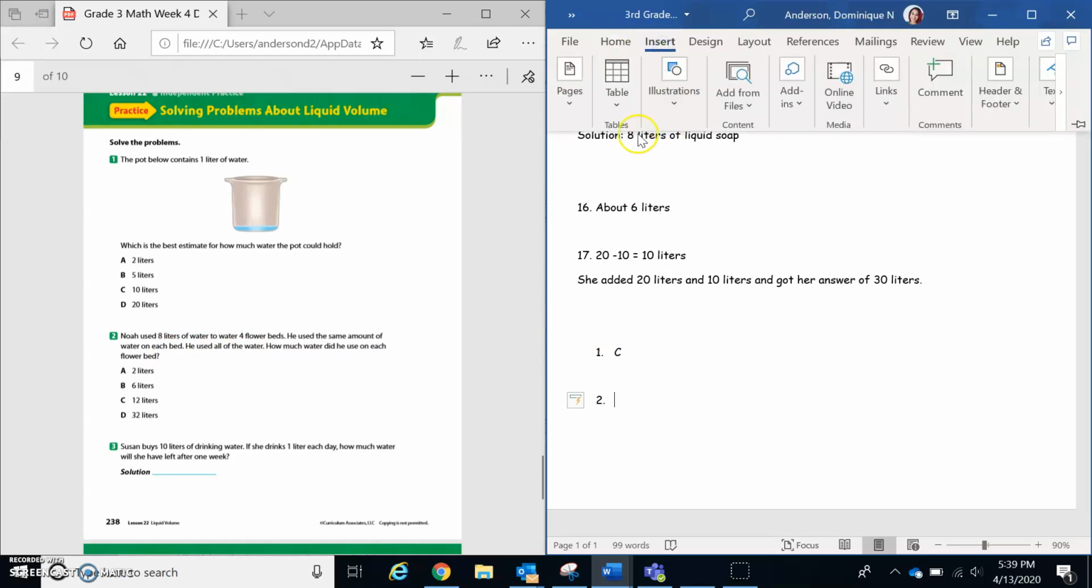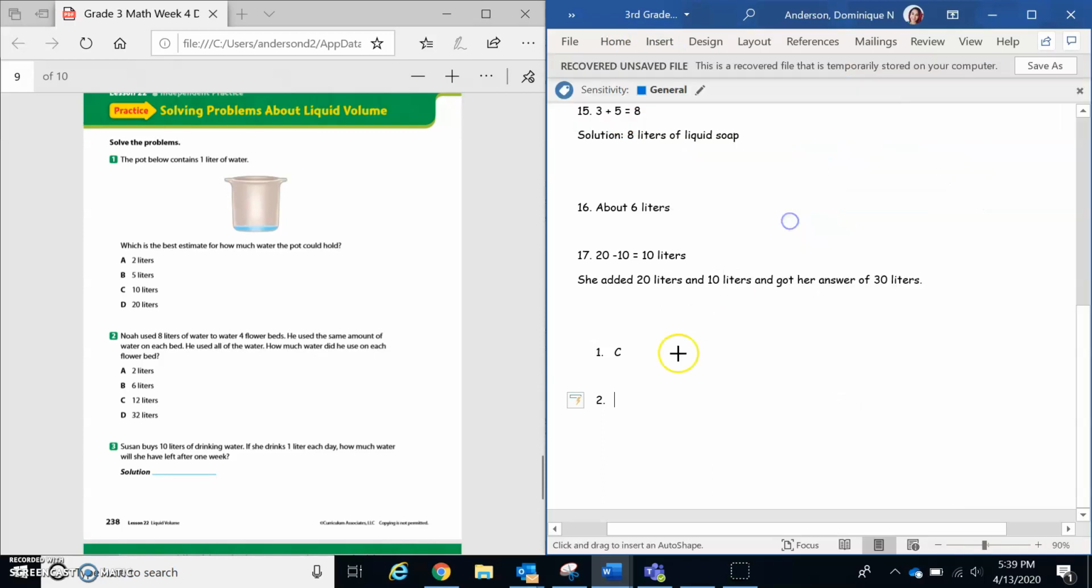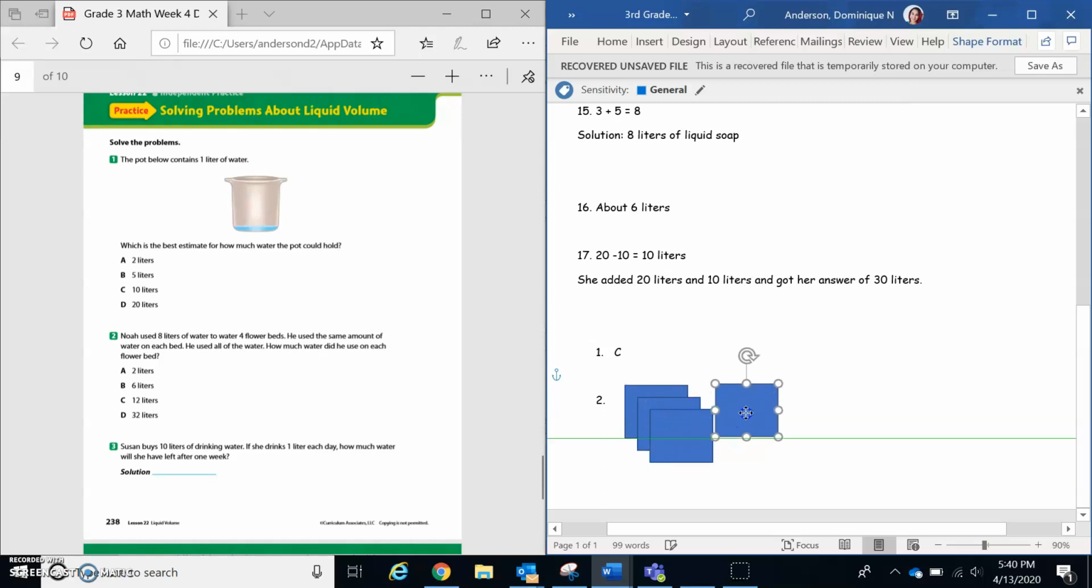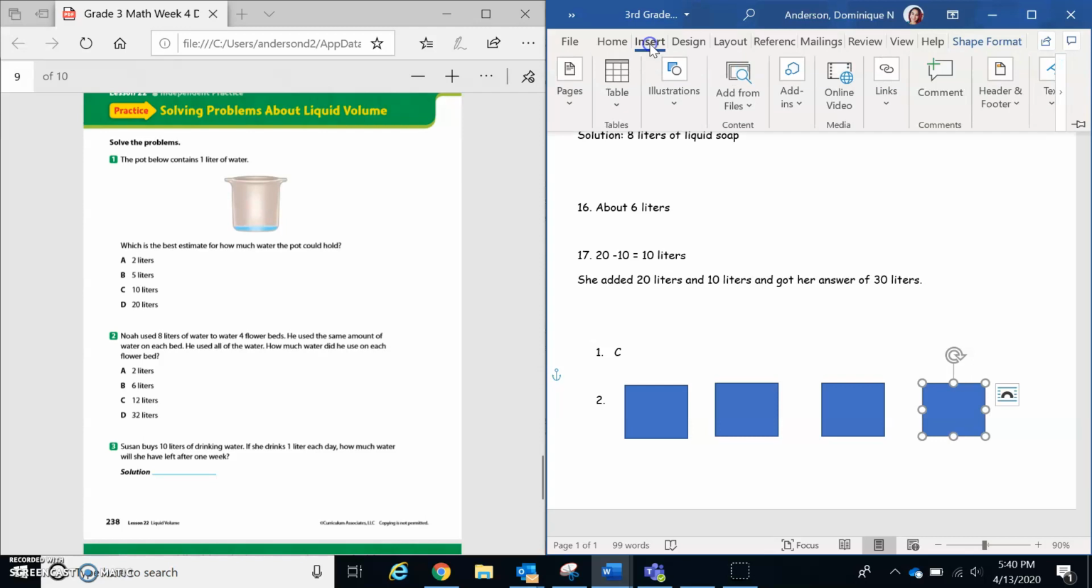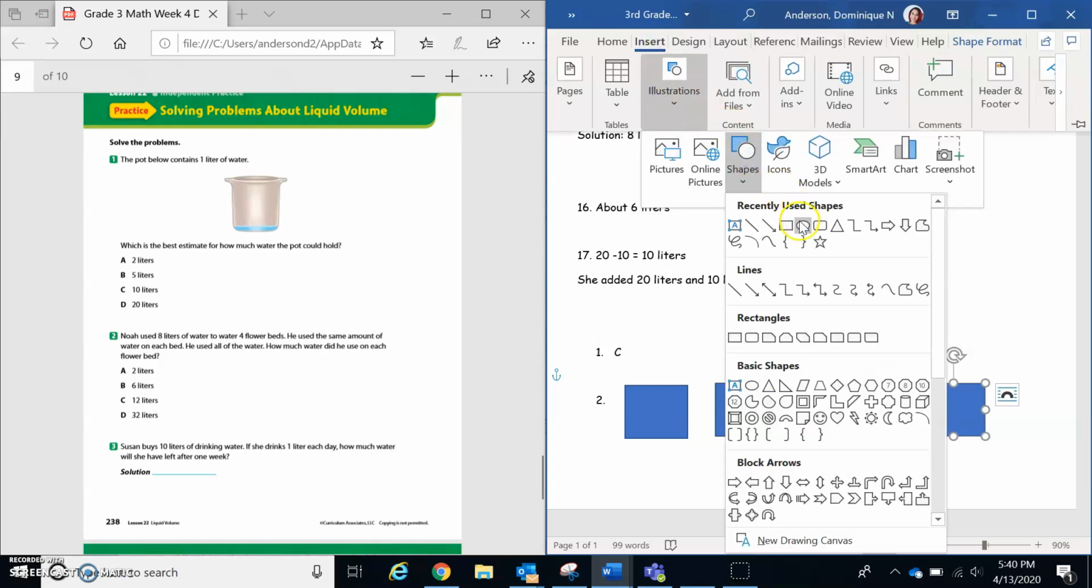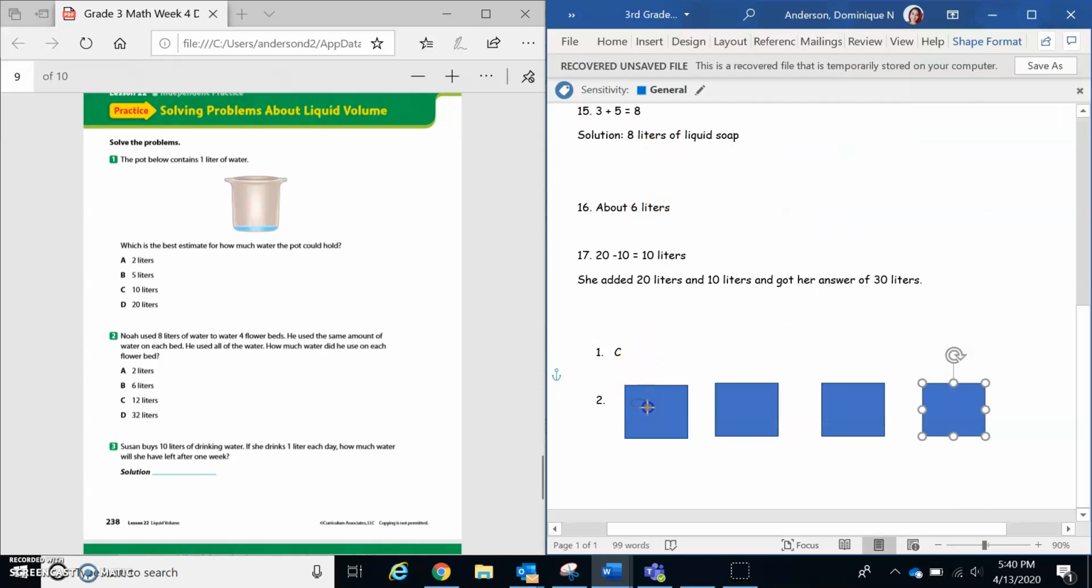So I'm going to draw this out. Okay, so here's 1 flower bed, 2 flower beds, 3, and 4. So now what I can do is, if I'm going to pour some water in here, we'll use this as my water. I'm going to keep going because he's using the same amount. He used the same amount of water in each flower bed. So this is 1 liter, 2 liters, 3 liters, 4 liters. I'm going to go back to my beginning now.